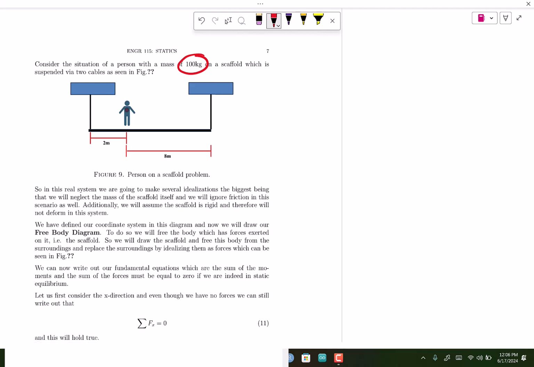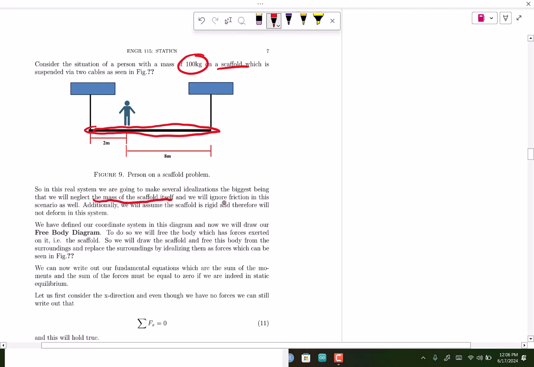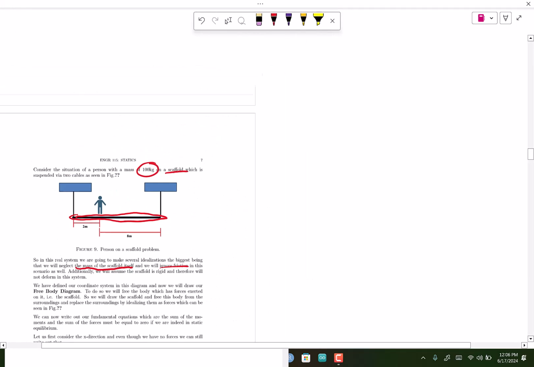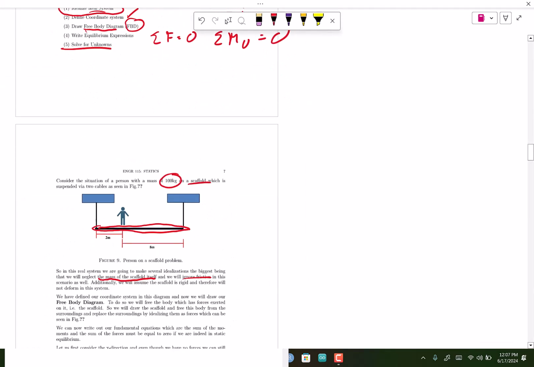So first, let's make some idealizations. We have basically the scaffold is effectively this beam right here. So we are actually going to neglect the mass of the scaffold itself. We're also going to ignore friction in the scenario, so there's no friction forces between the person, they're just standing on it. And we're going to neglect the mass of our cables as well. So those are the big idealizations, and we're going to assume everything is rigid. So that takes care of step 1. We've idealized the real system. Our coordinate system is going to be just simply this. We're looking at this for plus.